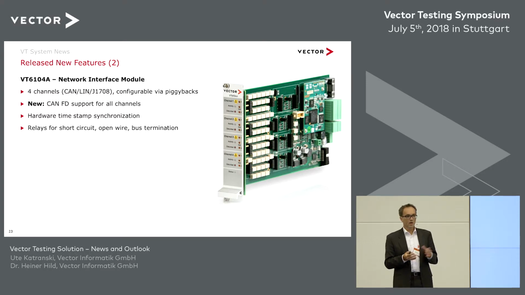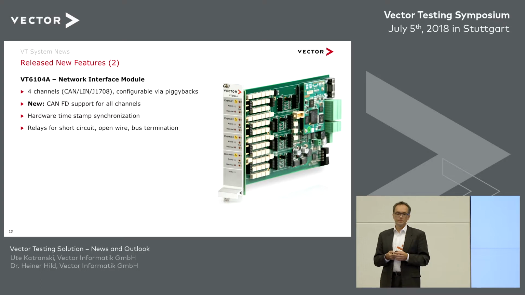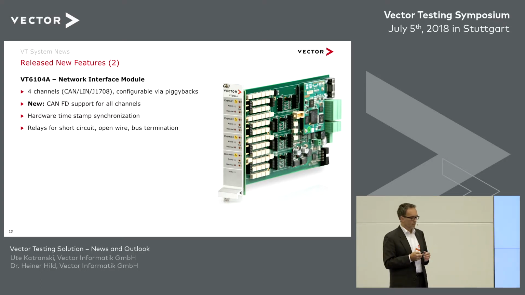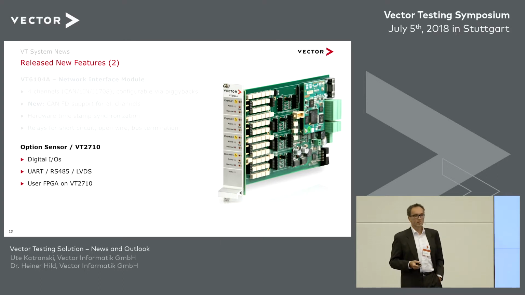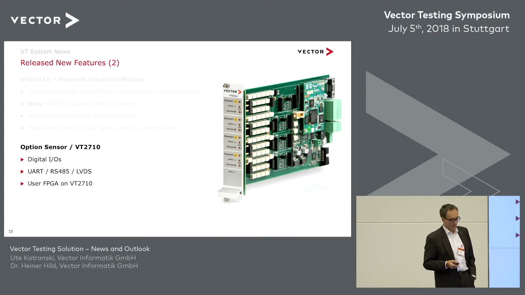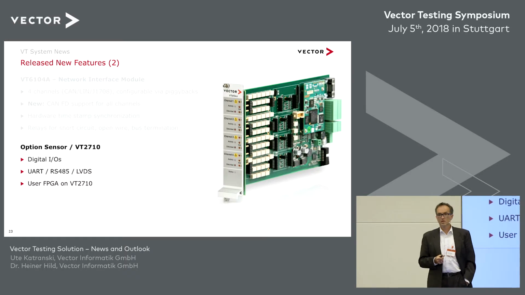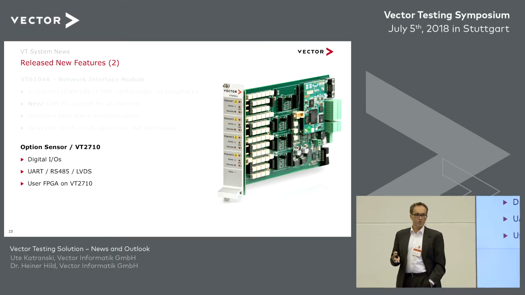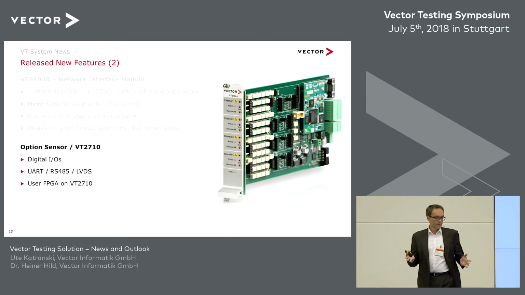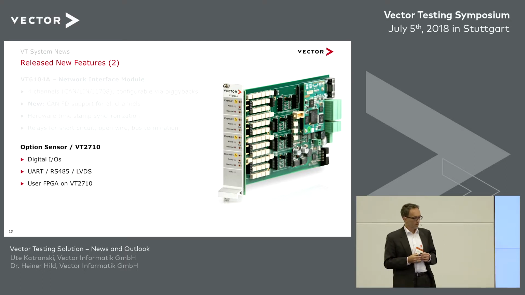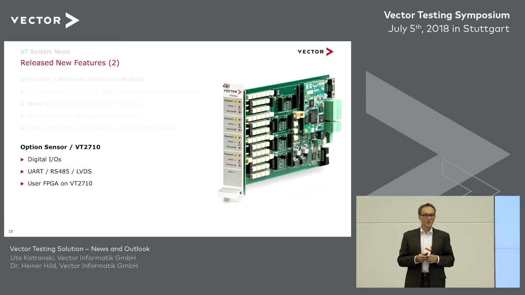Then there's the 6204, which can do VX3, but that's a smaller variant, basically, in order to be able to serve the protocols mentioned. Then we've got the option sensor. It has been released for quite some time, so we expanded it by the 2710. That can already be purchased. It's being supported by GNU using all of the digital IOs. Additionally, there are also the protocols UART, RS485, and LVDS in the sensor context, I have to say.